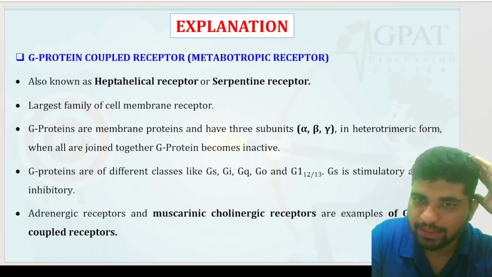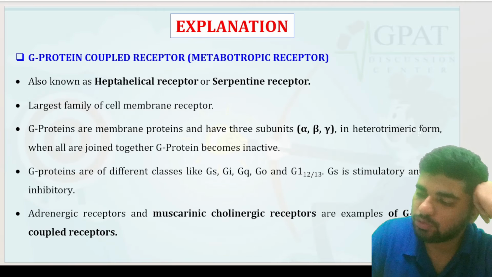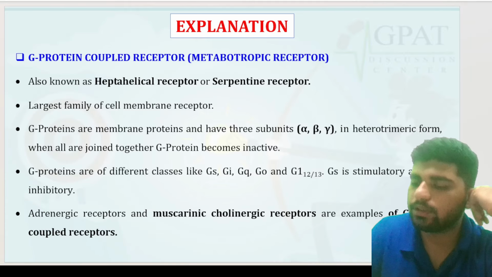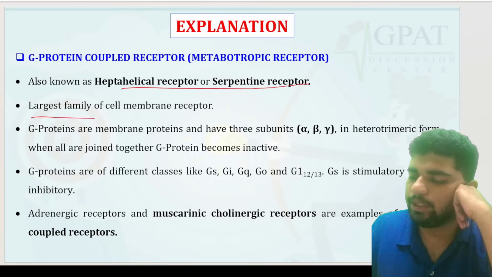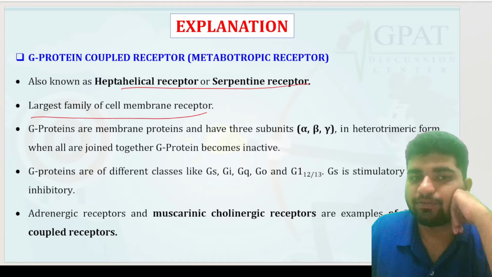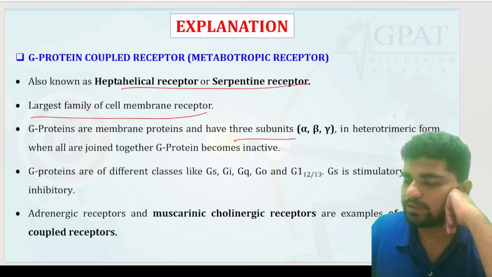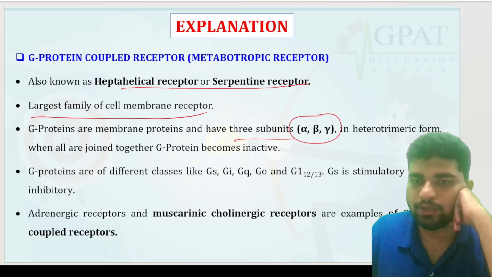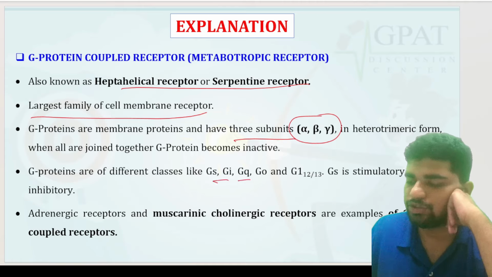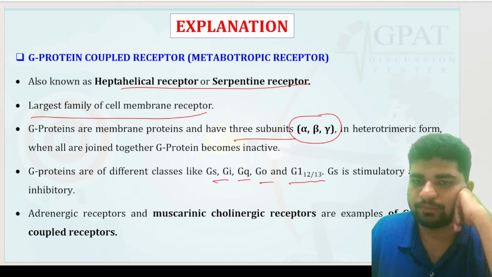Yes, heptahelical receptor, also known as the serpentine receptor. The largest family of the cell membrane receptors. They have three subunits, alpha, beta, and gamma, in heterotrimeric form. There are different classes like Gs, Gq, Go, Gi, G12/13. Gs is stimulatory, Gi is inhibitory.